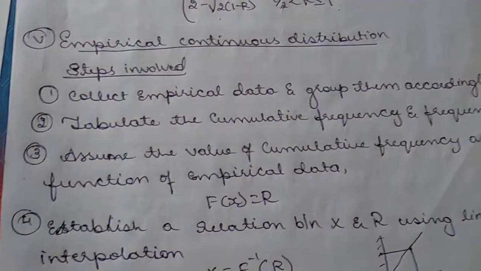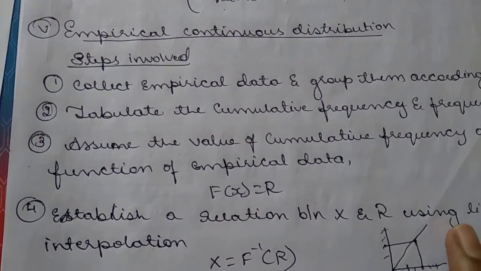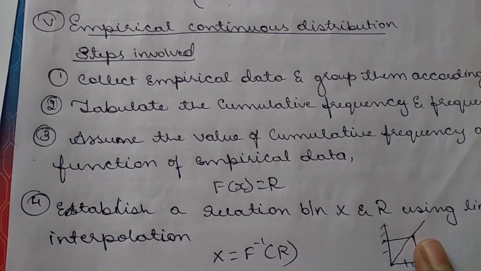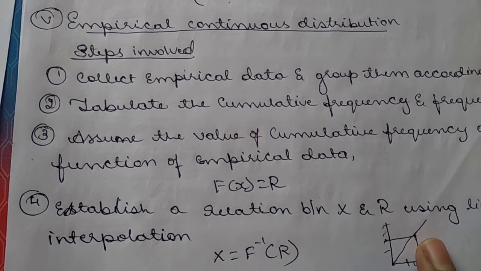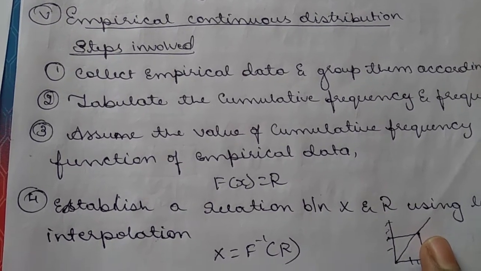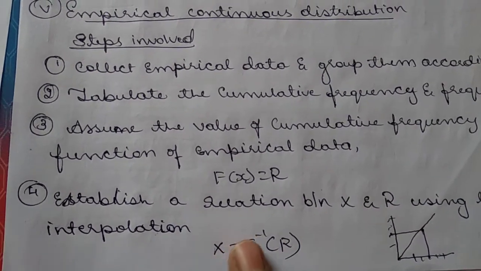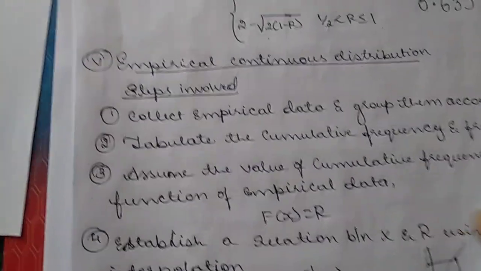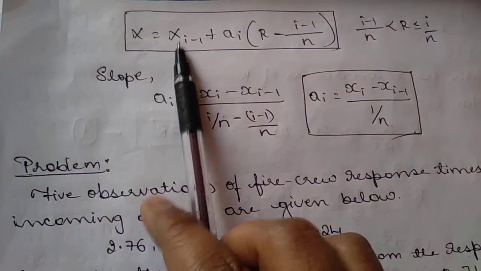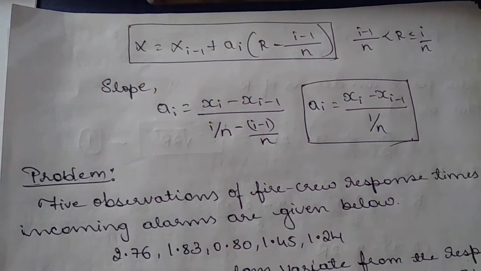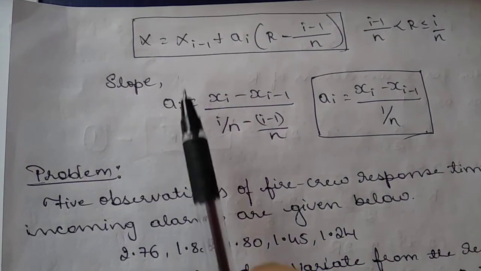Here I'll get a slope. This is called your linear interpolation. Okay, two values are known. With this you have to just find out the straight line. That's it. Okay, so that is x is equal to f inverse of r. And then this is the value. This is the standard formula for your empirical distribution function.